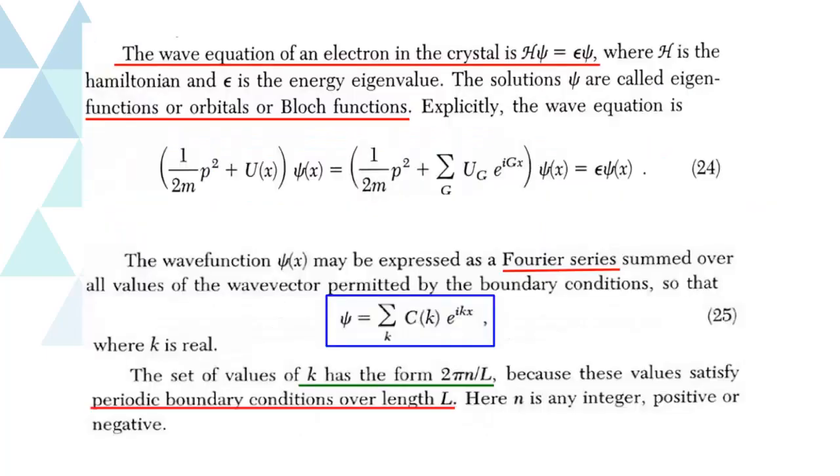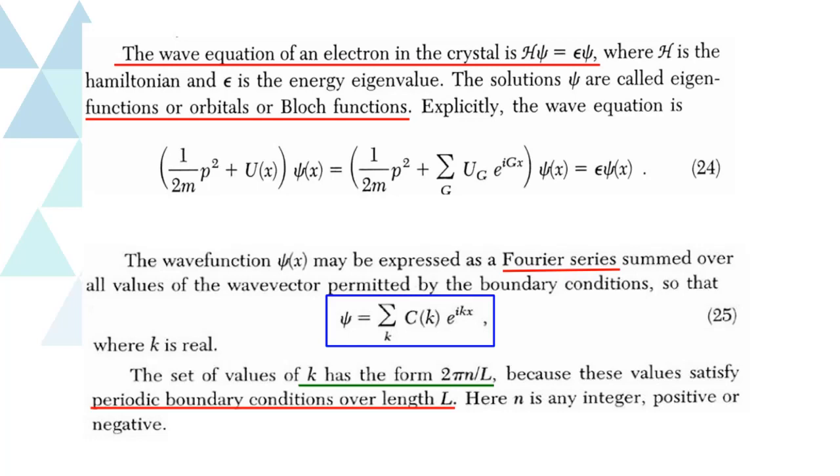The wave equation of an electron in the crystal is H psi equal to E psi, where H is the Hamiltonian and E is the energy eigenvalue. The solutions psi are called eigenfunctions or Bloch functions. Explicitly, the wave equation is p square by 2m plus U of x into psi is equal to E psi. Expand U of x in Fourier series form.